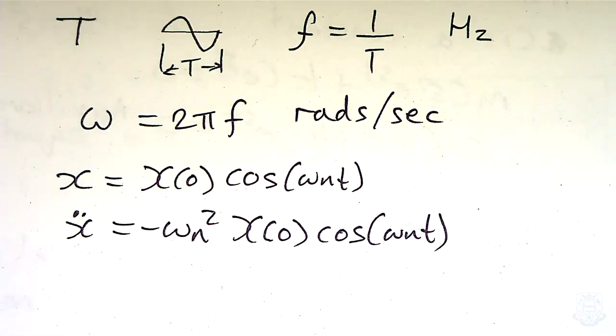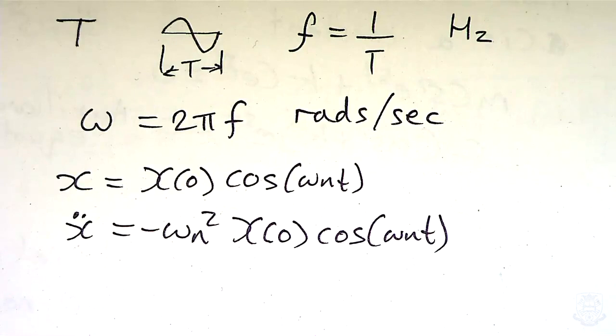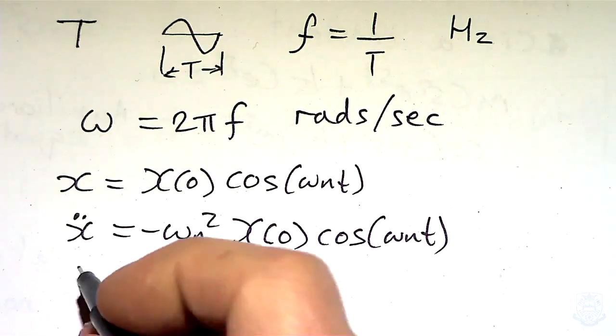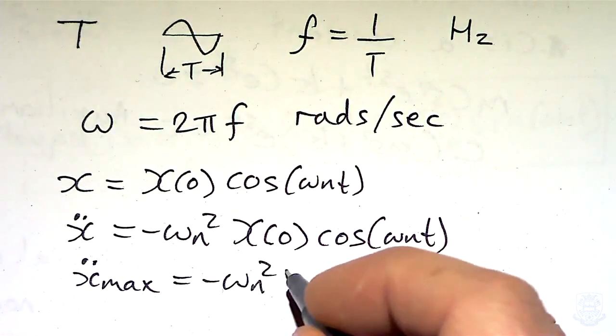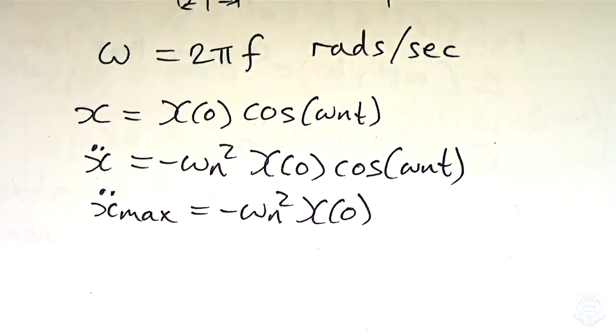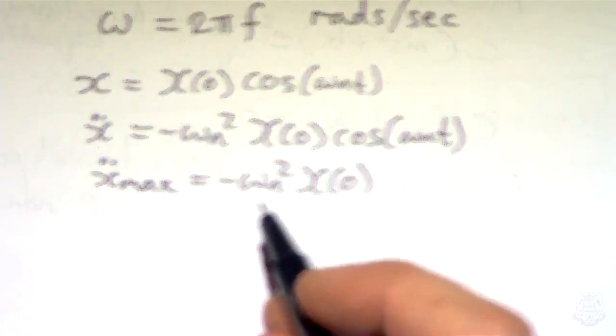And where does the maximum occur? In terms of the right-hand side, how do we make it a maximum? The cosine is varying with time, and the maximum cosine value is 1, isn't it? So to get a maximum value on the right-hand side, we take cos equal to 1. So x double dot max is equal to minus omega n squared x0, and we know what both of these are, because we've just worked them out.